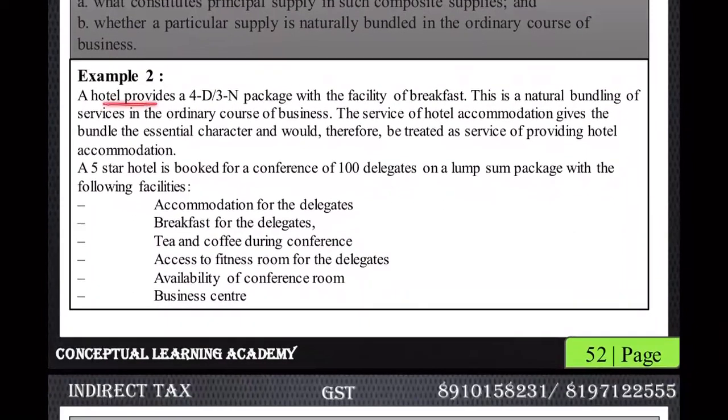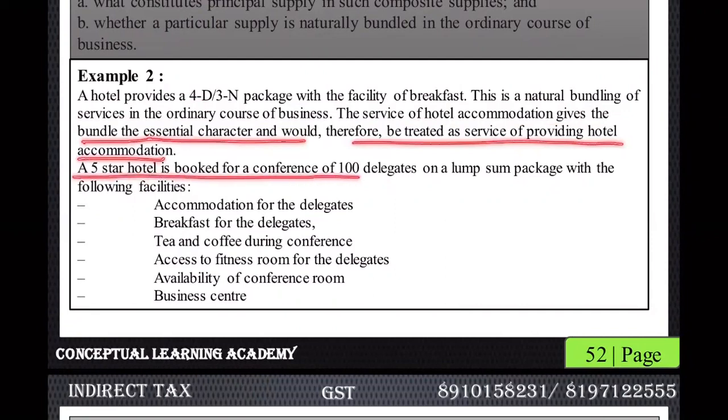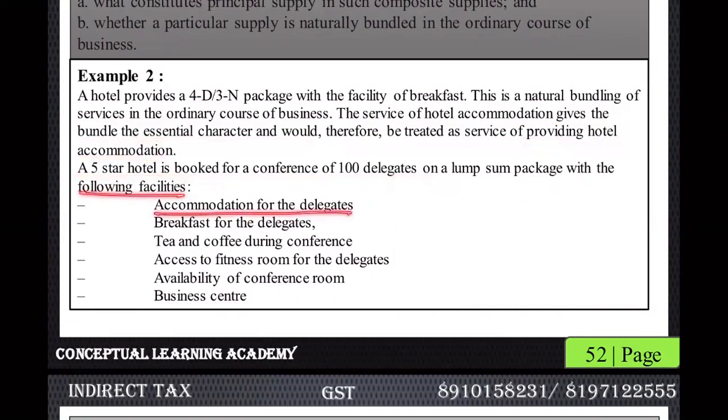See, a hotel provides a 4-day and 3-night package with a facility of breakfast. This is a natural bundling of services in the ordinary course of business. The service of hotel accommodation gives the bundle the essential character and would therefore be treated as service of providing hotel accommodation. A 5-star hotel is booked for a conference of 100 delegates on a lump sum package with the following facilities: accommodation for the delegates, breakfast, tea and coffee, access to the fitness room, availability of conference room, business center. These are all examples of composite supply. Is it clear?